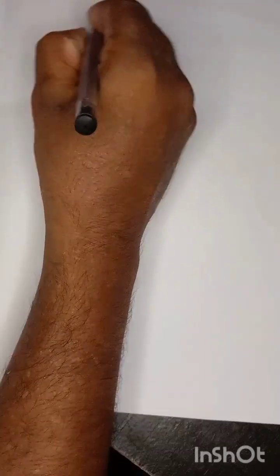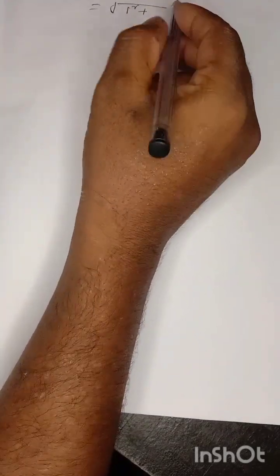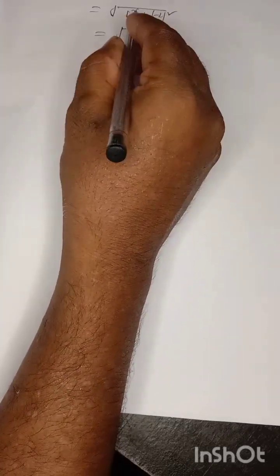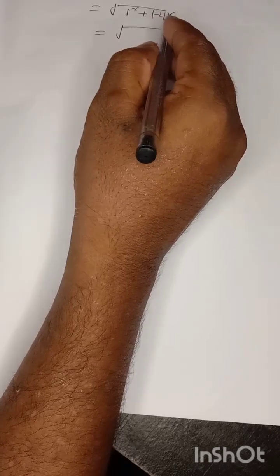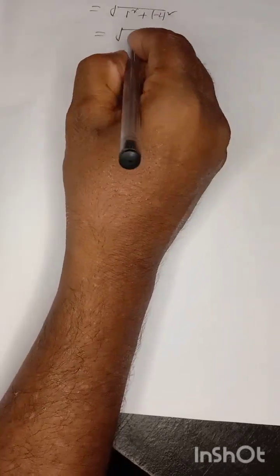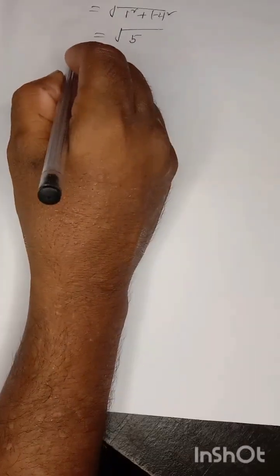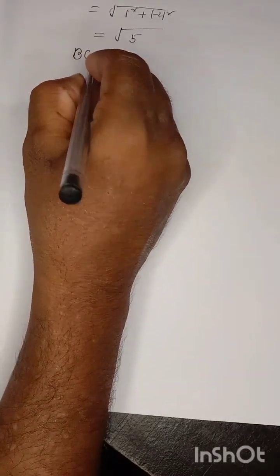So 2 minus 1 gives 1 square, and 3 minus 5 is equal to minus 2 whole square. Ultimately 1 1 are 1 and minus 2 2 are 4, minus minus becomes plus, 4 and 1 is equal to 5. Root over 5 we have got. So that is AB, now BC.